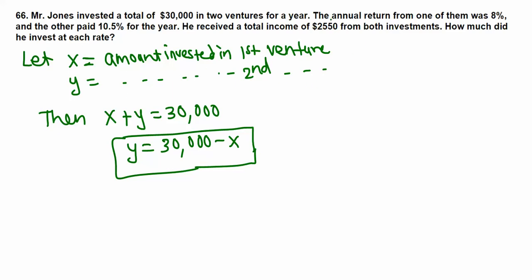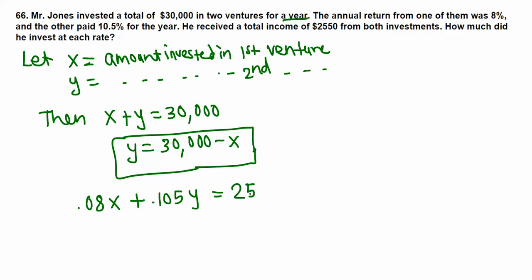Let's read the question one more time. The annual return from one of them was 8%. So from X, 8%, which is decimal 0.08, so 0.08X, plus from the other, 10.5% for the year, just for 1 year. 10.5% is decimal 0.105, so 0.105Y. That is the total interest income earned, which equals 2,550.